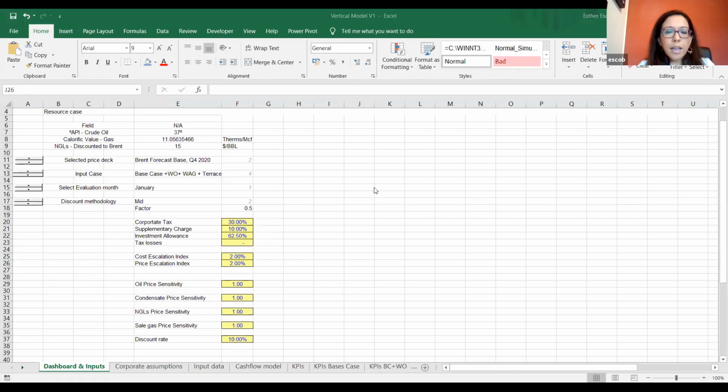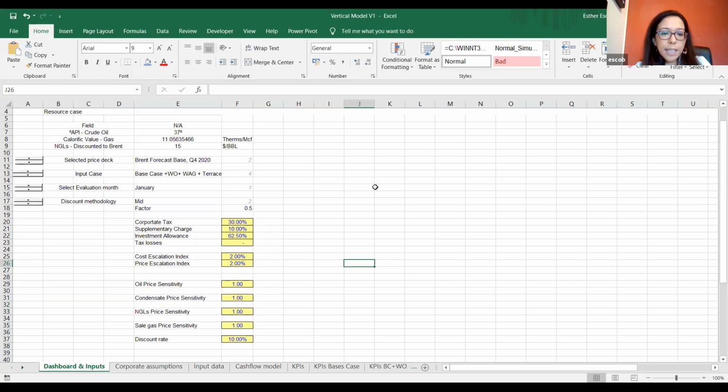Okay, here I'm going to bring a model that has been prepared in order to explain what the features of the cash flow are, and how important and how robust a cash flow has to be in order to take decisions. So we bring here a model.